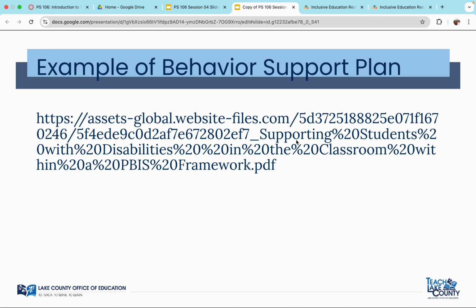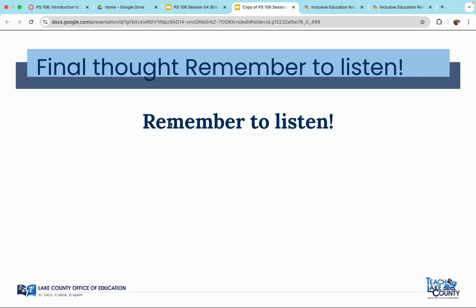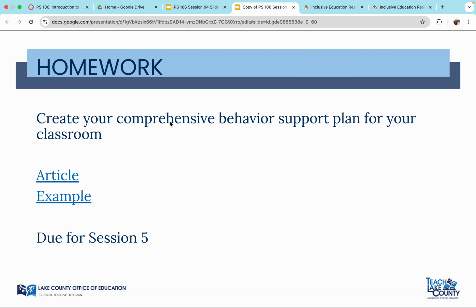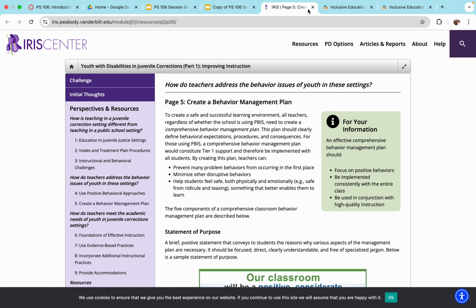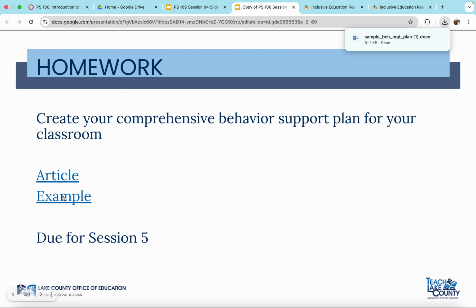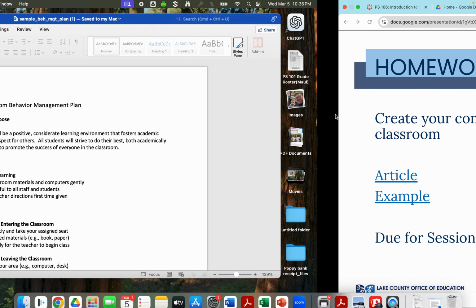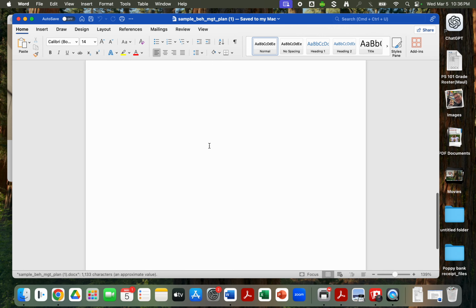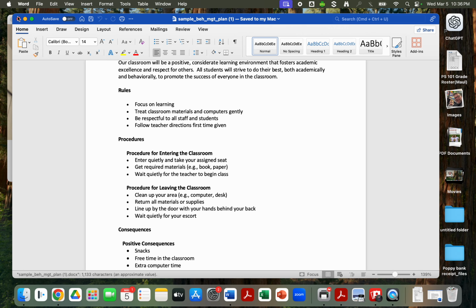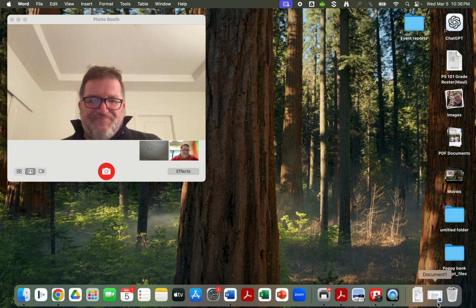Okay, an example of behavior support plan. Well, there's no link there. I'm going to have to make a change to that. Homework. Okay, good. Create your comprehensive behavior support for your classroom. Here's an article for that. And an example for that. Oh, well, you've got to do that. It's pretty easy. Nothing too crazy with that.